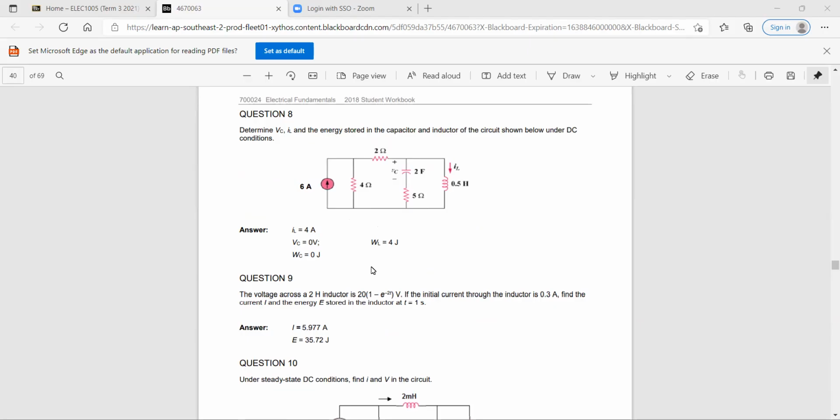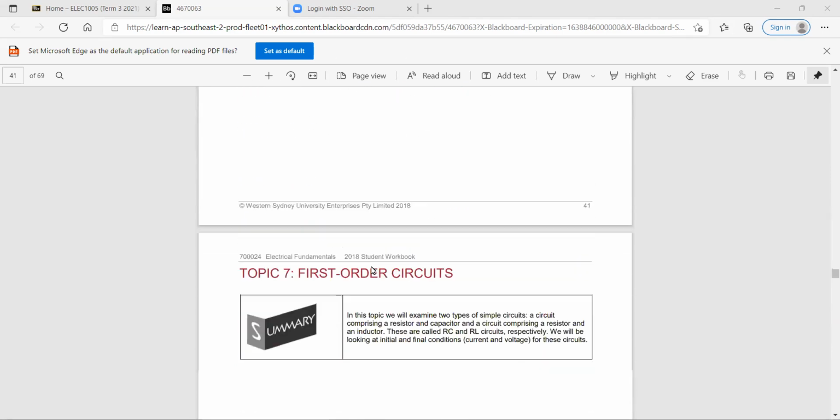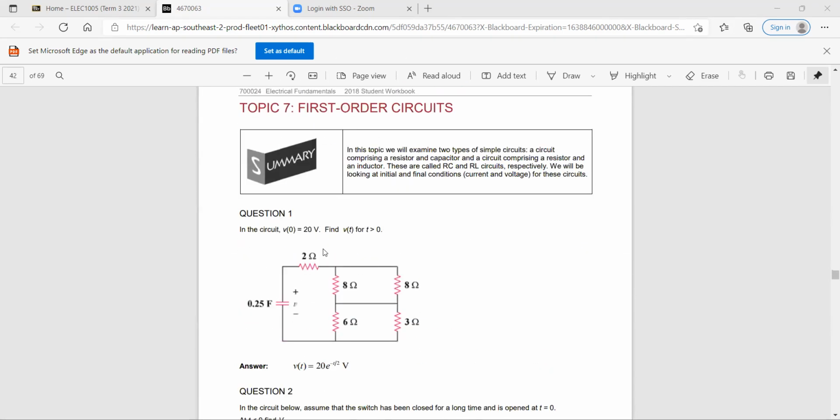Are we all good? Okay, so if you don't have any issues, we are going to start this part, the first order circuits. There are again capacitors and inductors. We call them first order circuits because we can describe these circuits using first order differential equations. That's why the name is first order circuits.